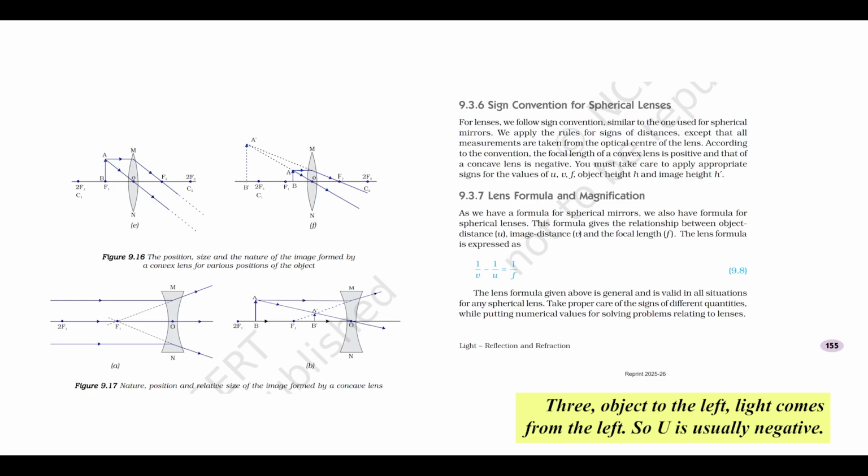3. Object to the left, light comes from the left, so U is usually negative. 4. Distances right of O are positive, plus. 5. Distances left of O are negative. 6. Heights upwards from axis are positive, plus.